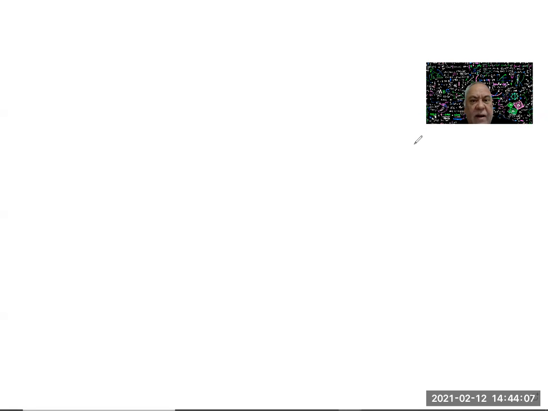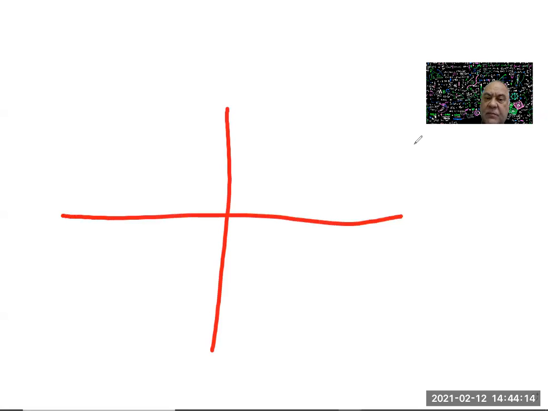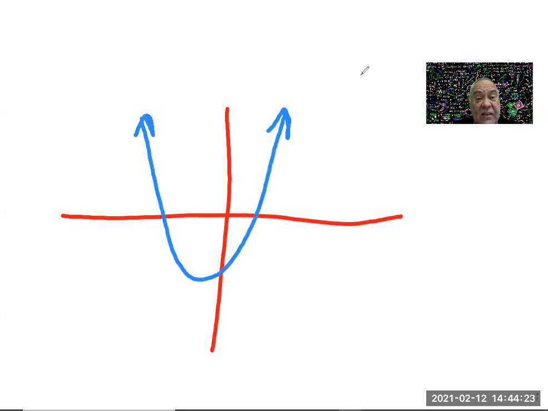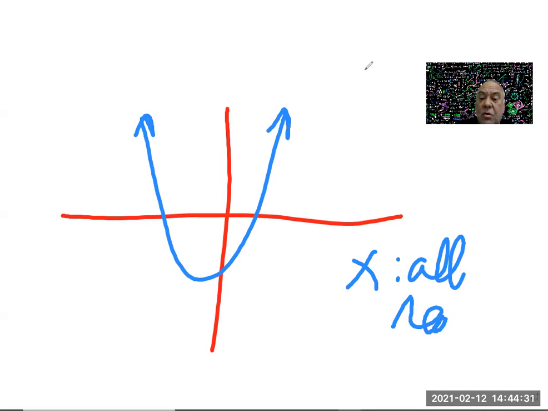Okay, looking at quadratic domain and range, you really have to look at the curve because sometimes it can fool you. If you are given a parabola, and generally they'll have two arrows on it, the domain is always all real numbers for x. Okay, the range, if you remember, that's the y value.